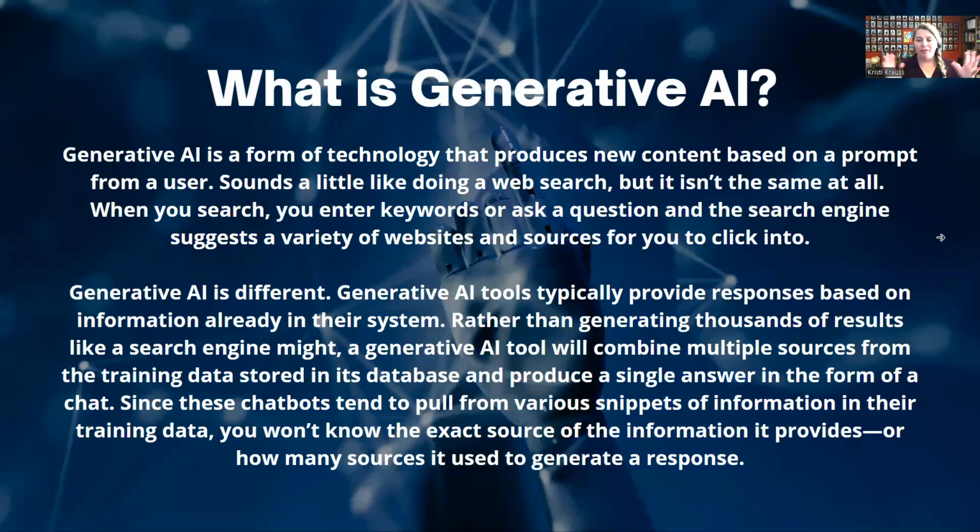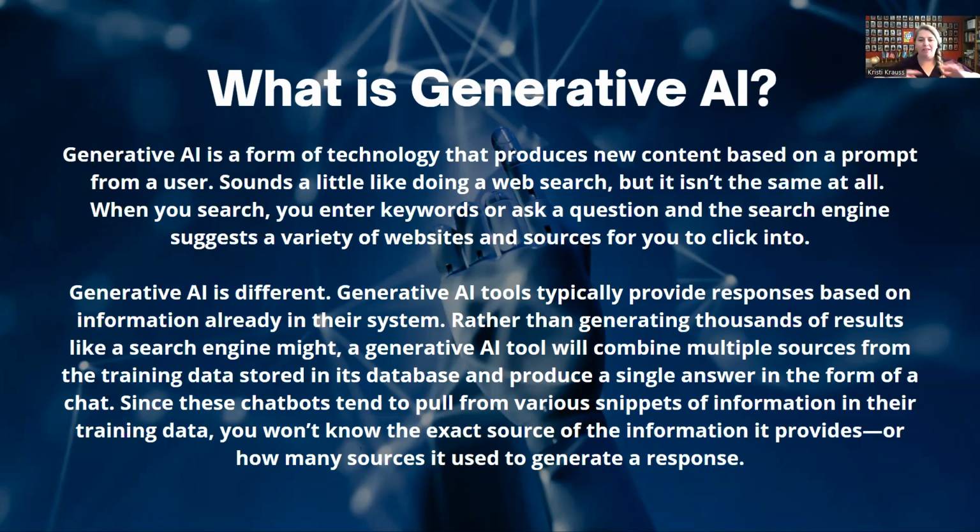So what is generative AI? Generative AI is a form of technology that provides new content based on a prompt from a user. It sounds a little bit like doing a web search, but it isn't the same at all. When you search, you enter keywords or ask a question, and the search engine suggests a variety of websites and sources for you to click on. So that's a regular web search, right? But generative AI is different. It typically provides a response based on information already in the system.